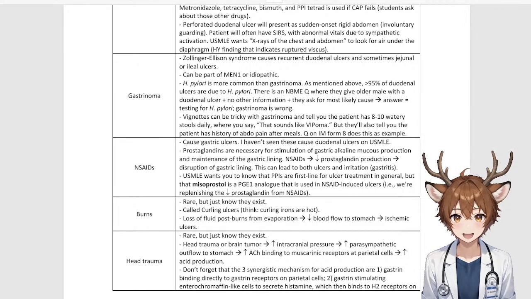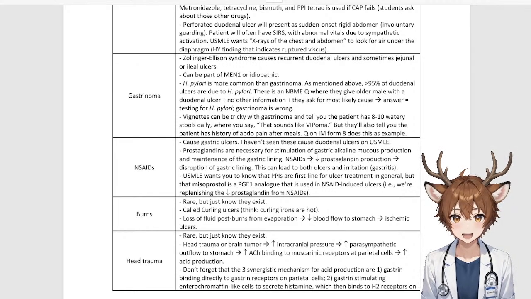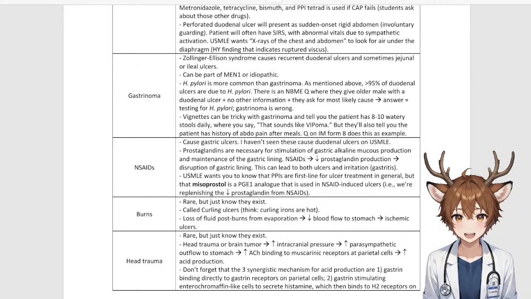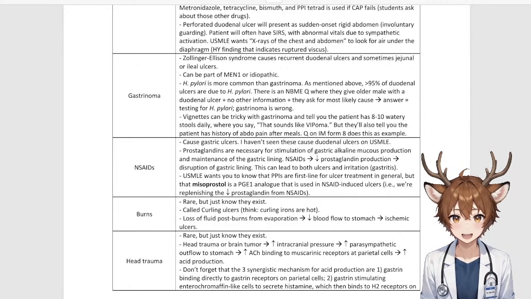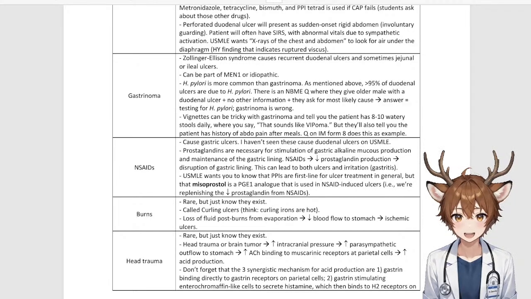Vignettes can be tricky with gastrinoma and tell you the patient has 8 to 10 watery stools daily, where you say, that sounds like VIPoma. But they'll also tell you that the patient has a history of abdominal pain after meals. Question on IM, Form 8 does this as an example.